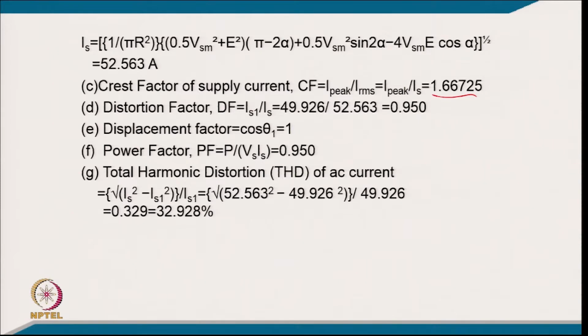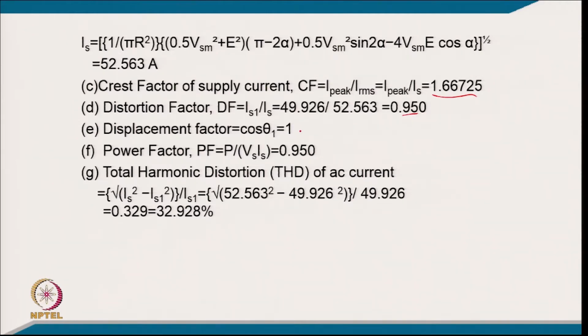This crest factor is more than root 2 of a sine wave, that is 1.41. So, it means this is a peaky current, and that is the reason the crest factor is more than root 2 or 1.41. Coming to distortion factor, that is Is1 upon Is. So, Is1, the fundamental RMS current we have already calculated, 49.926, divided by 52.561. So, it comes typically to 0.95. Because of harmonics, the distortion factor in a sine wave is 1, and here it is reduced to 0.95 only because of the presence of harmonics.